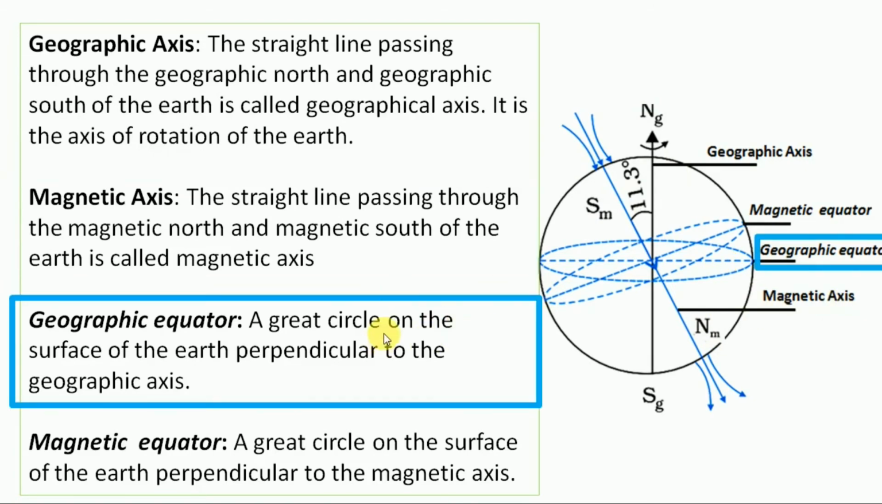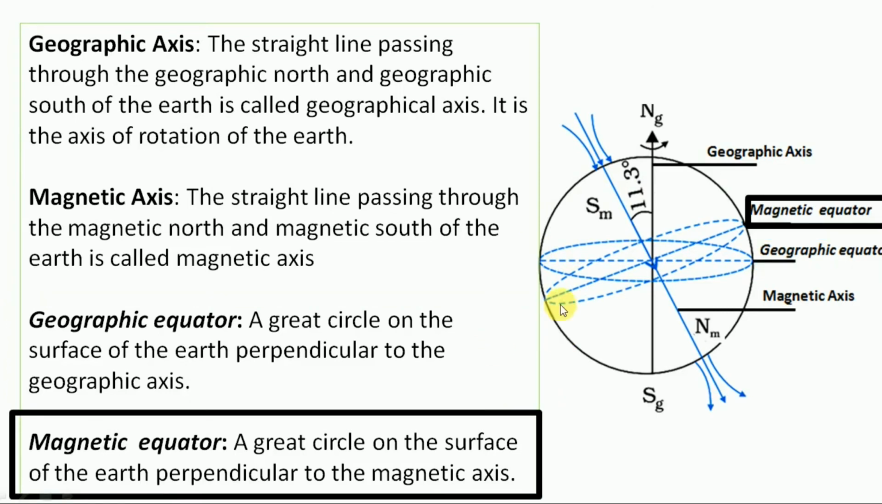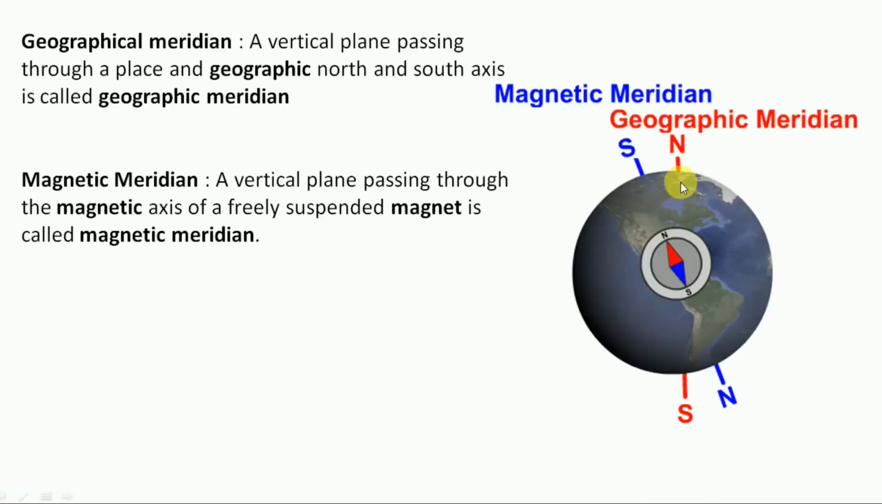And geographical equator is the largest circle on the surface of the earth, which is perpendicular to the geographical axis. So you can see this circle is the largest circle, and this is perpendicular to the axis of rotation also. If you draw the circles out here, it will not be the greatest circle, so it has to be the greatest circle. So similarly, magnetic equator is the largest circle on the surface of the earth, which is perpendicular to this magnetic axis.